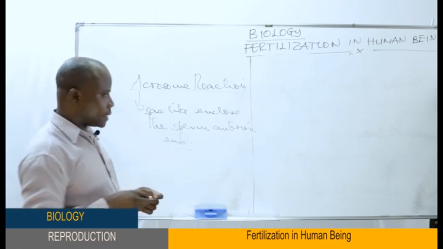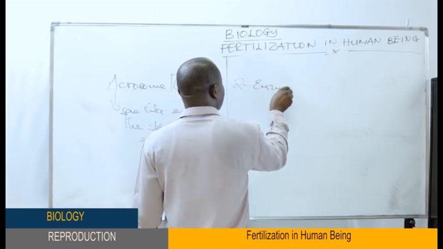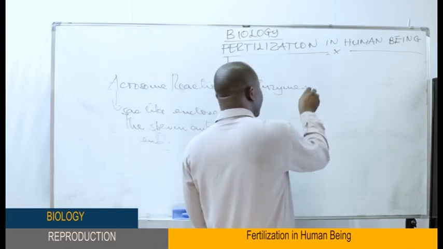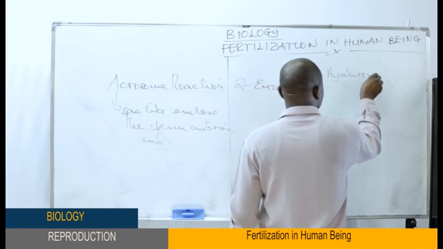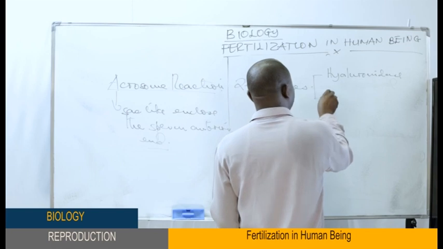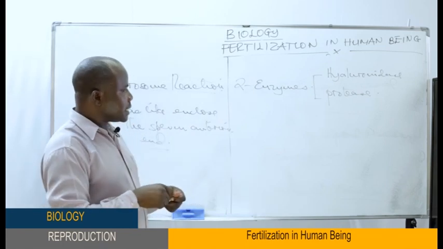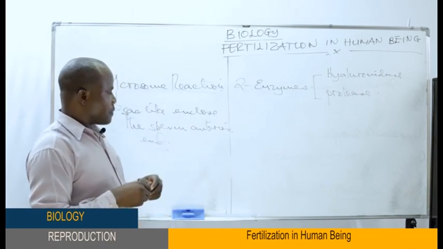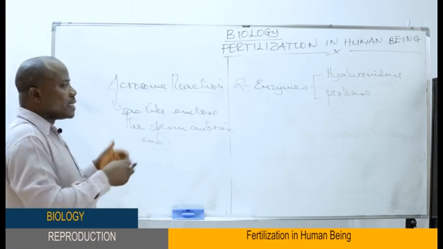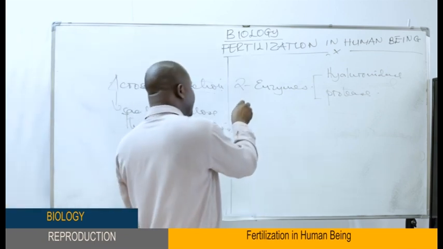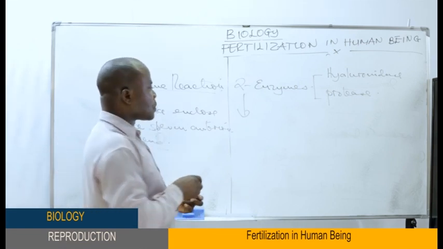What does the acrosome consist of? The acrosome consists of 2 enzymes: the hyaluronidase and protease. These are the 2 enzymes that the acrosome consists of. Therefore, to respond to this question, you have to explain why this is very important. The importance of this reaction is that it digests the path through the corona radiata and the zona pellucida.